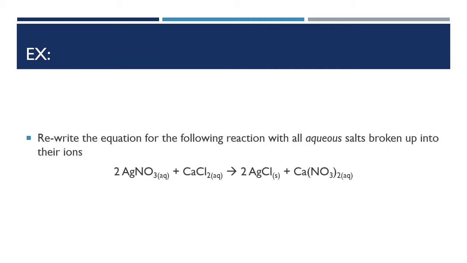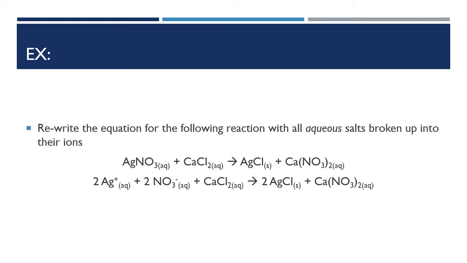Example, rewrite the equation for the following chemical reaction with all of the aqueous salts that are present broken up into their ion state. Please note that I do specify aqueous salts. There is one salt here that will not be broken up because it is not aqueous. Let's take a look at the first one. We have that there are 2 silver nitrate aqueous present. Within the individual formula, I see 1 silver and 1 nitrate. However, that coefficient of 2 applies to that whole molecule.